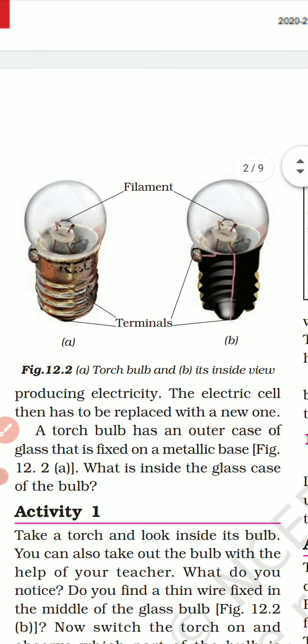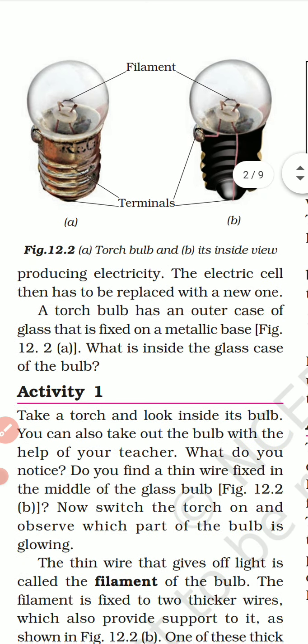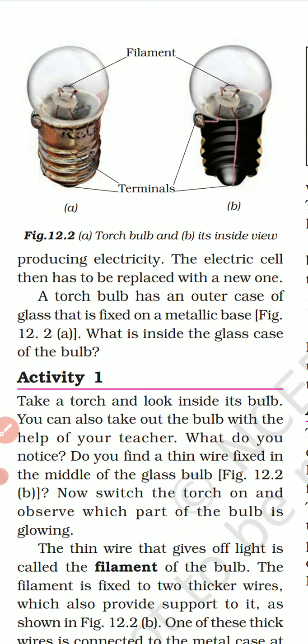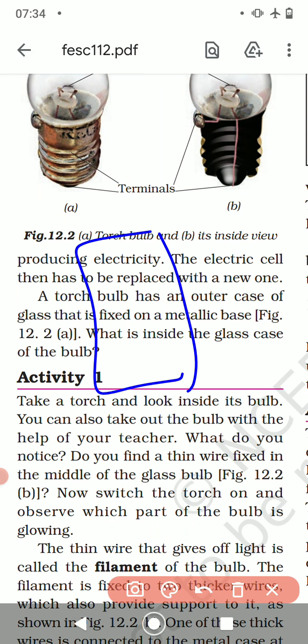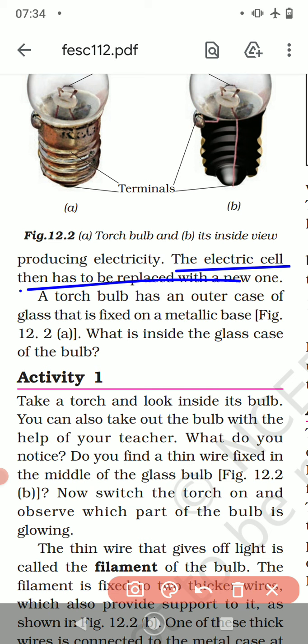Okay. So when the chemical in the electric cell gets used up, it stops producing electricity. So an electric cell then has to be replaced with a new cell. Alright, children, you will see there are two terminals present here. There is one terminal here on the side. Here also you will see there is one terminal on the side and there is another at the end here.